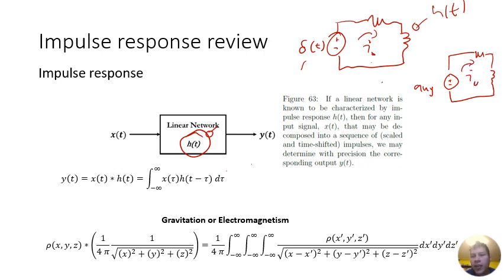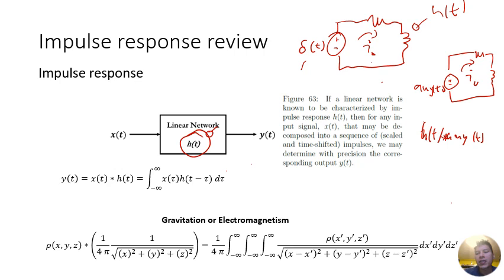then for IL, if we want to solve the circuit for any input, we just simply have to take h of t and convolve it with that input. And that's going to give us our solution. So that was the significance of the impulse response.